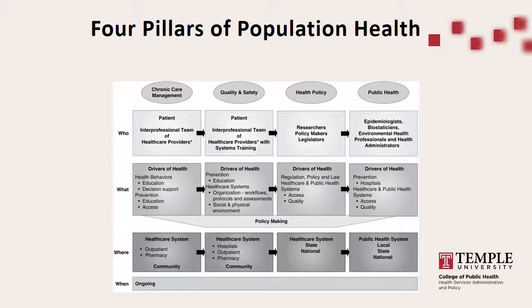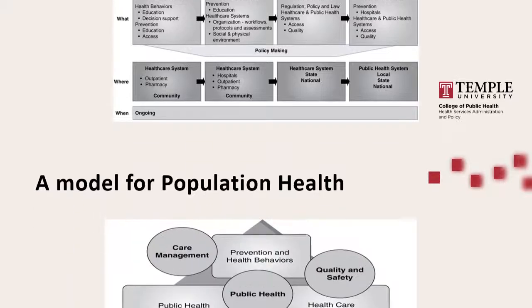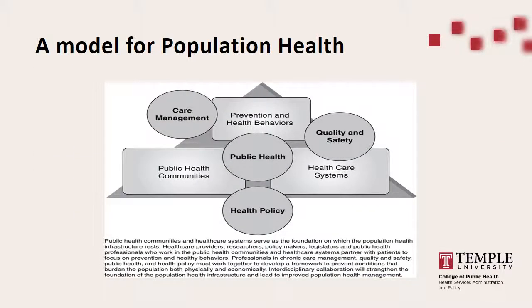These are the 4 pillars of population health: chronic care management, quality and safety, health policy, and public health. I would say that population health is much more than chronic care management, and that is one area moving forward that has an opportunity for us. And this is another model for population health. Again, you see some commonalities here, not just the healthcare system, but also public health and looking at prevention and health behaviors.